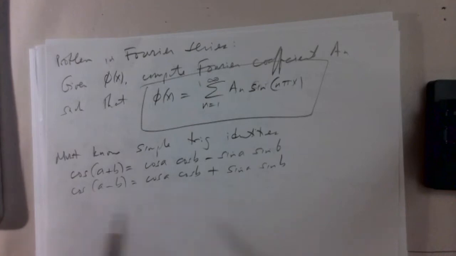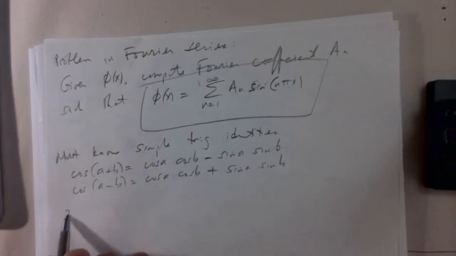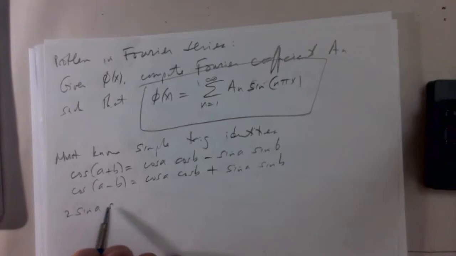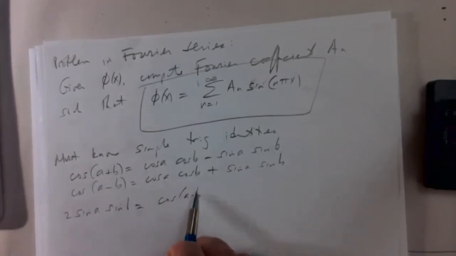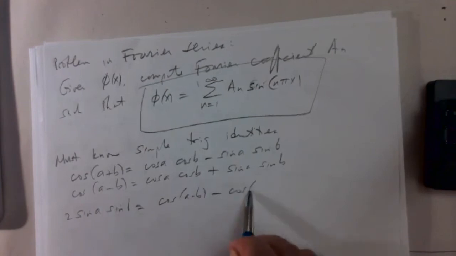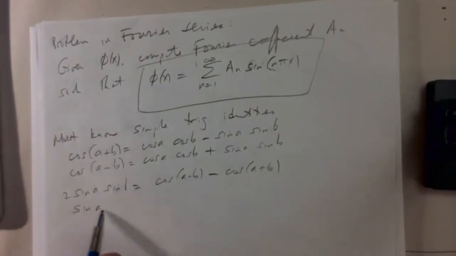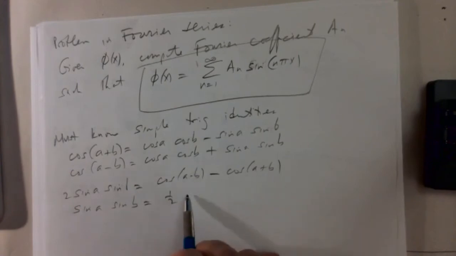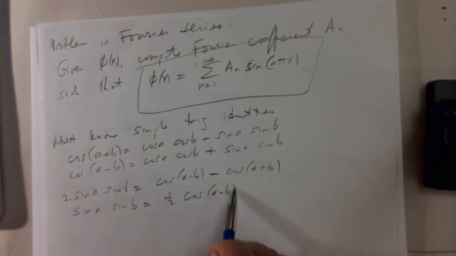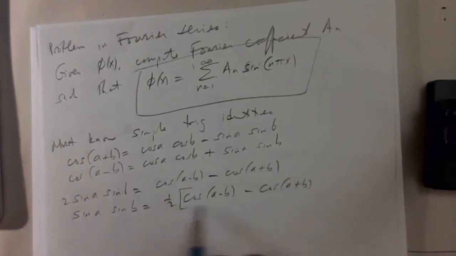So if you subtract these equations, this minus this, you get 2 sine a sine b is the cosine of a minus b minus the cosine of a plus b. Or if you like, sine a sine b is a half cosine of a minus b minus cosine of a plus b.